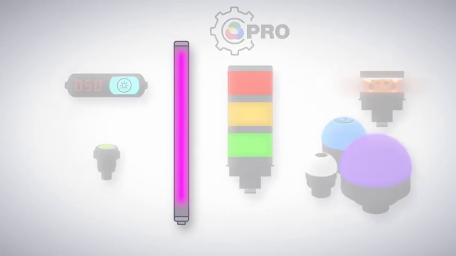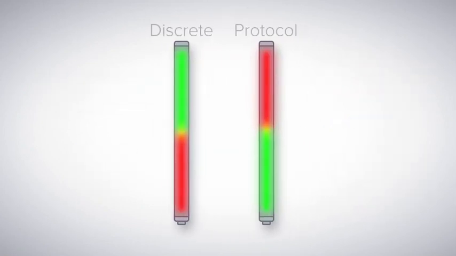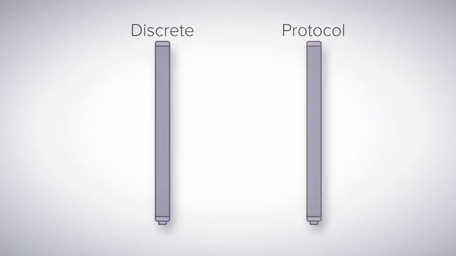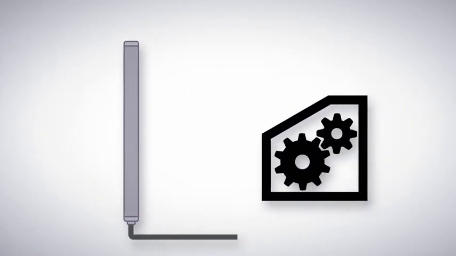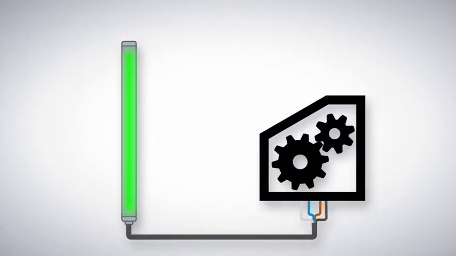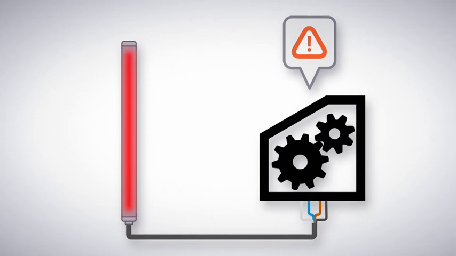Pro lights come in two device types, discrete and protocol enabled. Discrete Pro devices have built-in memory functions that get loaded with customized colors and animations from our free software, Pro Editor. They're easily retrofit via discrete wiring and can provide existing equipment with new indication possibilities.